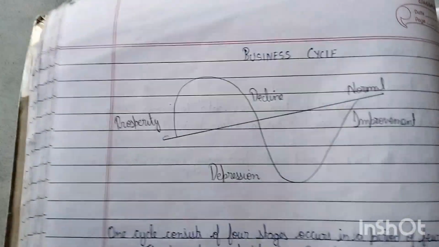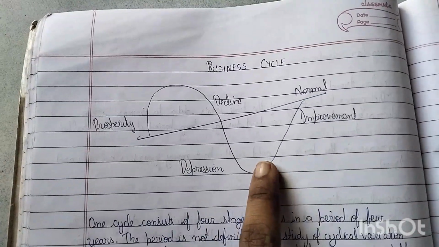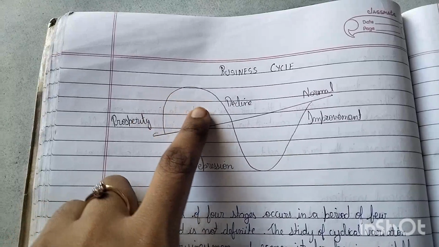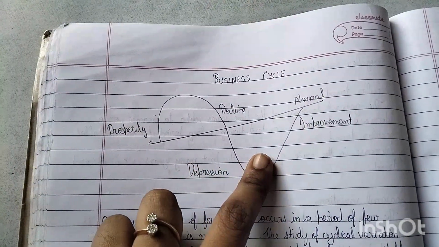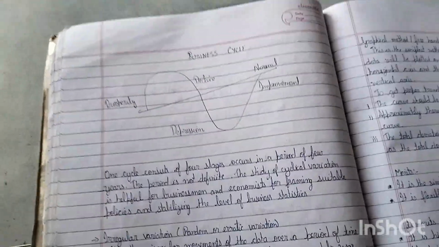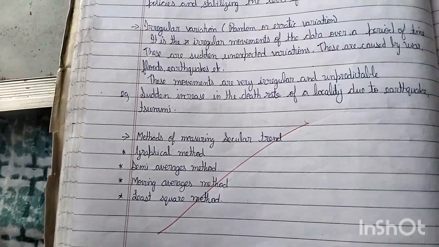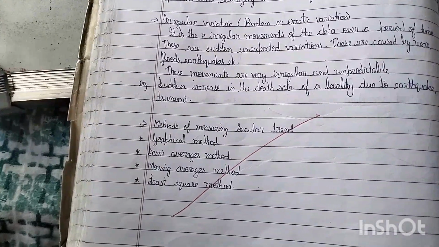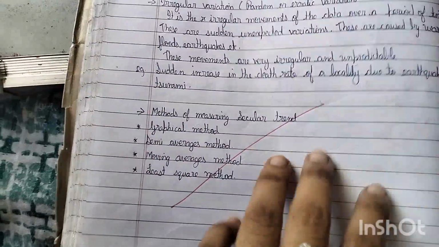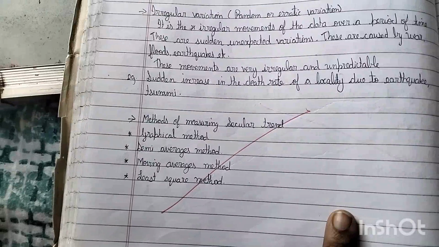So, this is the business cycle. This is very important. It starts with prosperity, then it goes down to decline, and then comes down to depression, and then improvement, and then to normal. Irregular variations cannot be predicted, and these are just sudden unexpected variations such as floods, earthquakes. Methods of measuring secular trend: graphical, semi-averages, moving averages, and least squares method.